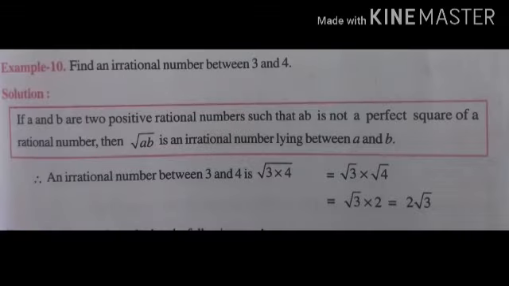Find an irrational number between 3 and 4. Solution. If a and b are two positive rational numbers such that ab is not a perfect square of a rational number, then root ab is an irrational number lying between a and b. Therefore, an irrational number between 3 and 4 is root of 3 into 4, that is equal to root 3 into root 4, that is equal to root 3 into 2. We know root 4 value is 2. Therefore, 2 root 3.